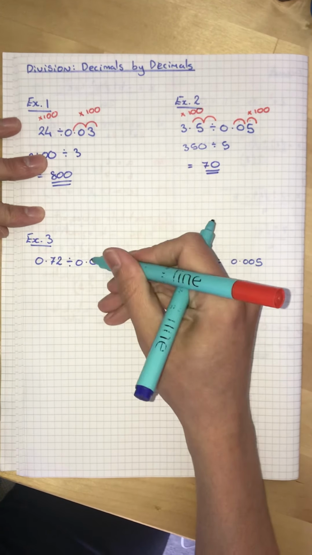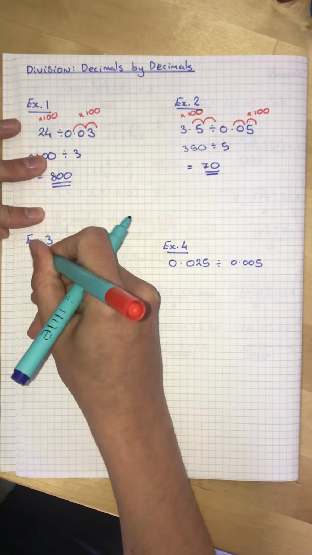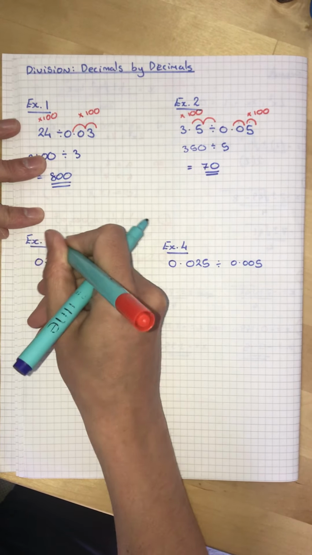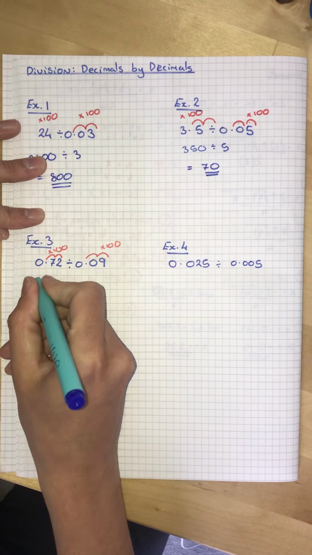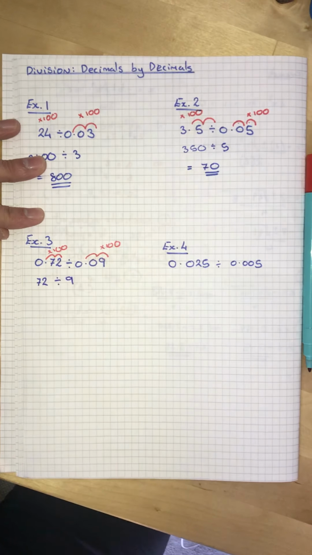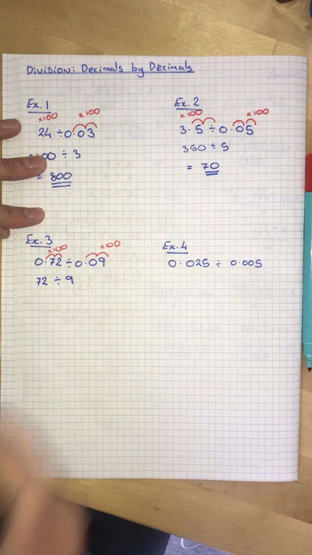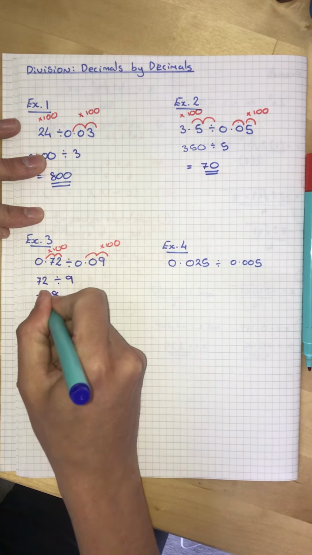Okay? So let's look again. Tenths, hundredths, tenths, hundredths. So let's times both of them by 100. So we get 72 divided by 9. And that's in our times table, and it is just 8.